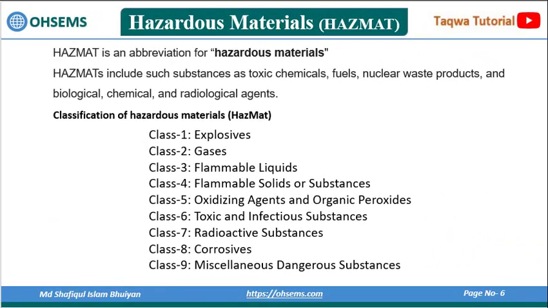HAZMAT is an abbreviation for hazardous materials. HAZMATs include substances such as toxic chemicals, fuels, nuclear waste products, and biological, chemical, and radiological agents.